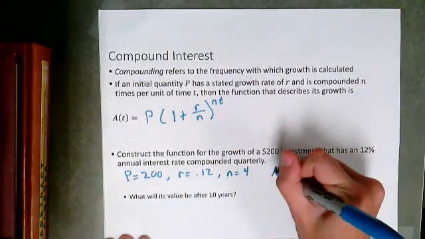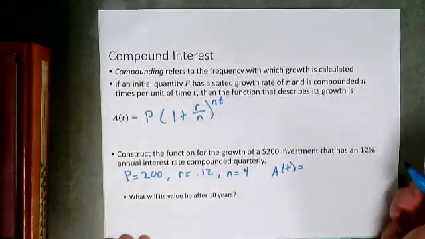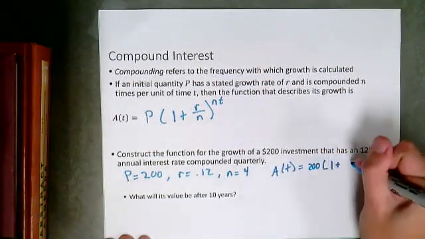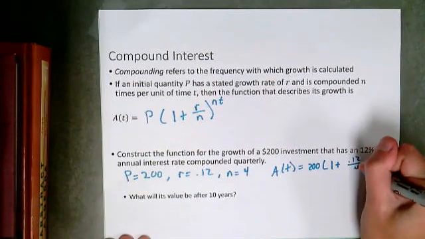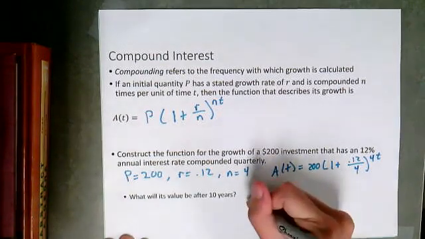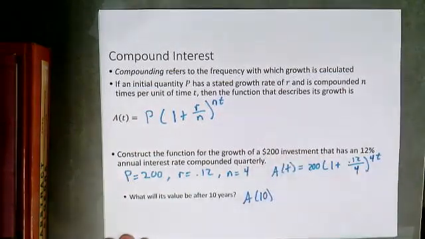So A of t, our function, is going to be 200 times (1 + 0.12/4) raised to the 4t. Okay? So now we can answer a question like this. What will be its value after 10 years? Well, A of 10, right? T was representing the number of years.